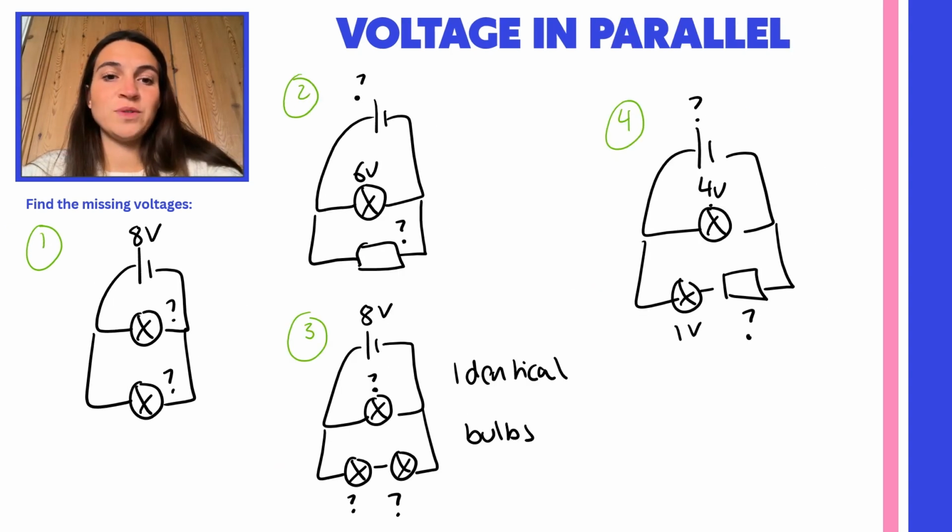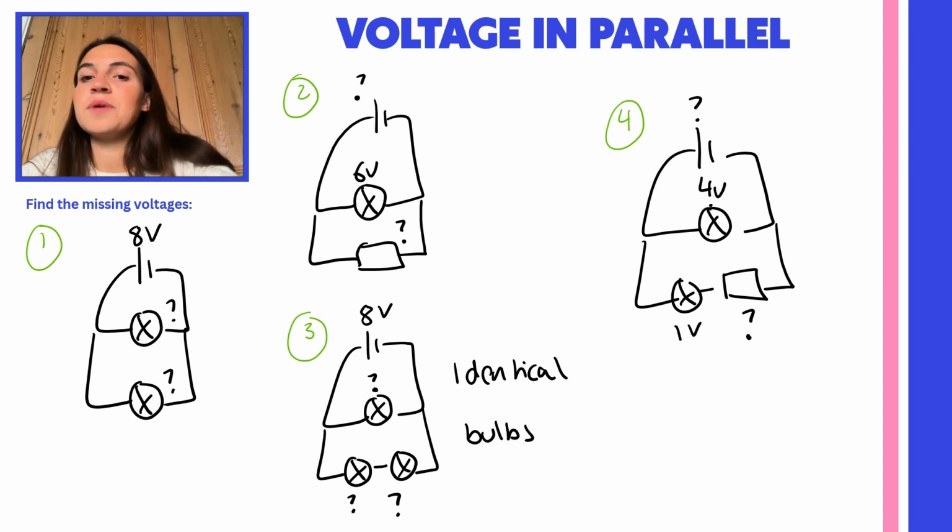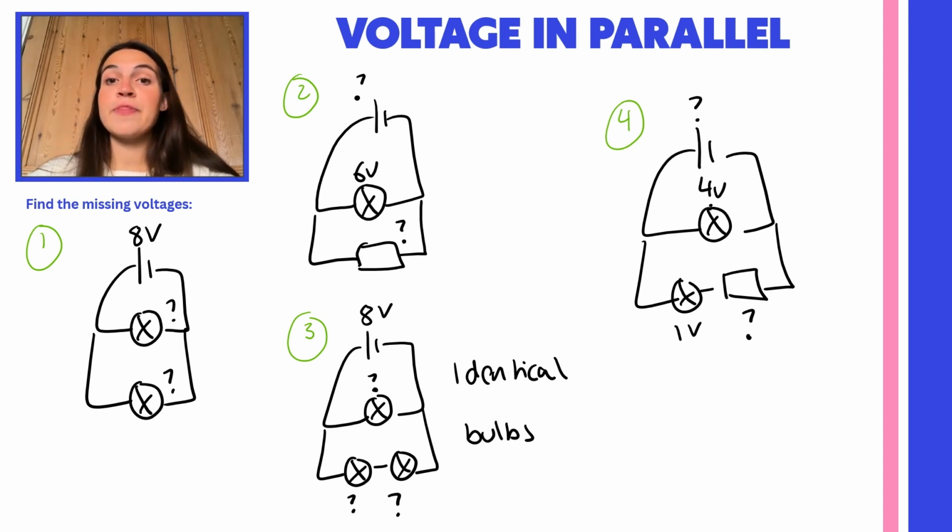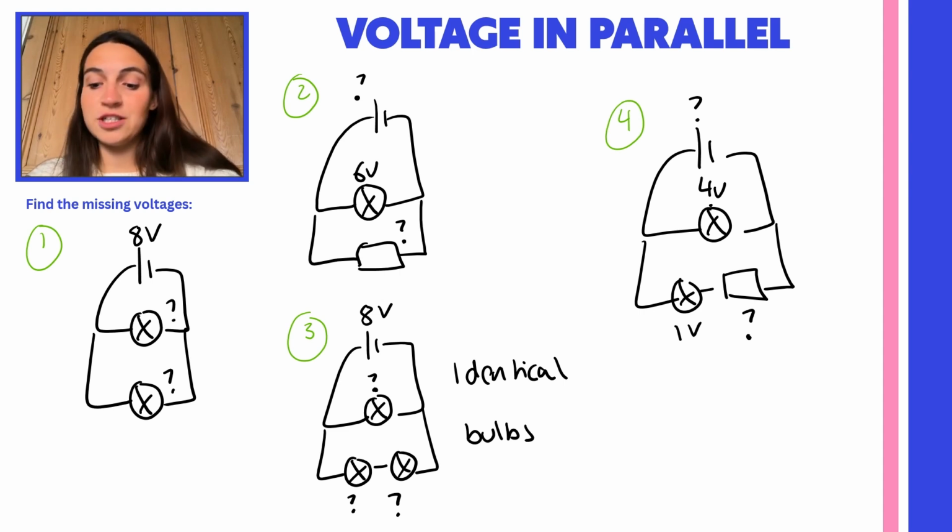Okay, and voltage in parallel. So find the missing voltages. In step 1, we have an 8 volt supply, and in parallel, remember that voltage gets applied to each branch. So each of these bulbs will receive the whole 8 volts each.